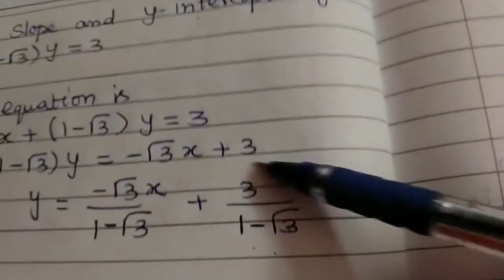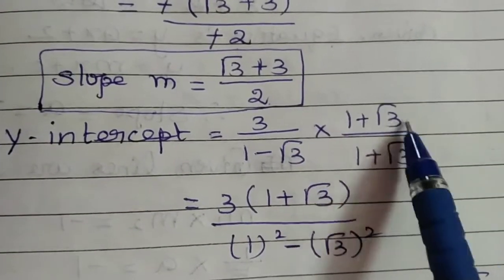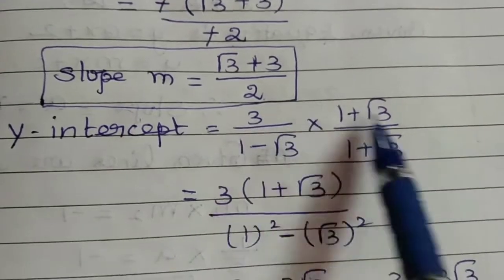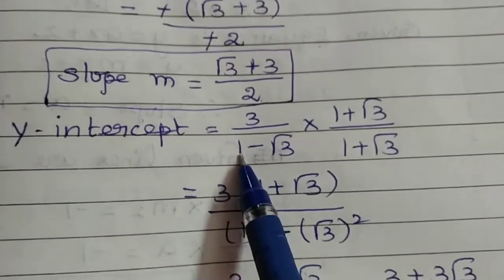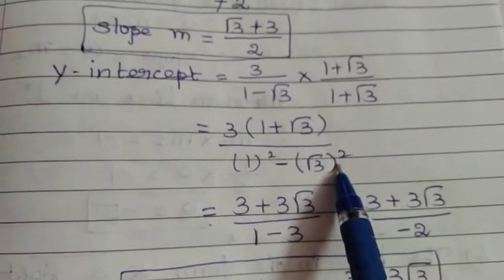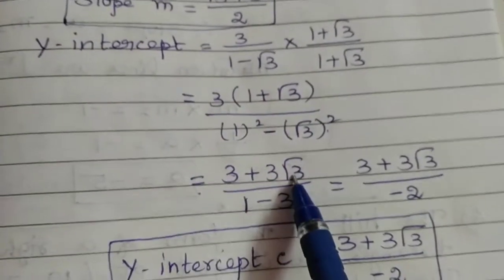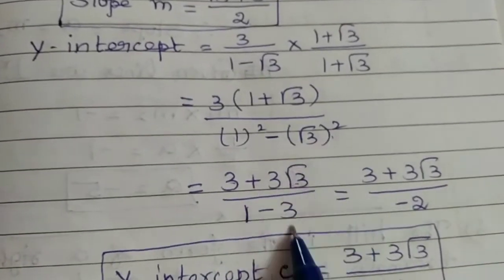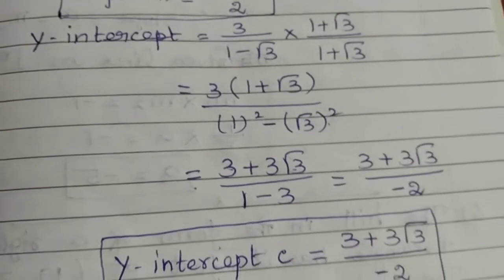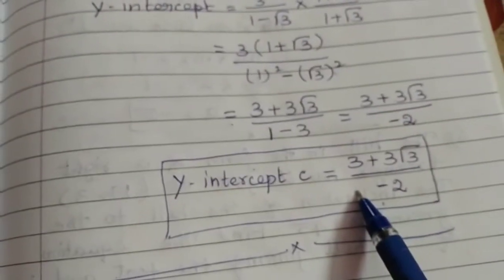Now the y-intercept. What is the y-intercept? 3 by 1 minus root 3. Here also the denominator is an irrational number, so multiply by the conjugate 1 plus root 3 divided by 1 plus root 3, 3 into 1 plus root 3. Here also the same formula, a minus b, a plus b form, that is a square minus b square, that is 1 square minus root 3 square, multiplied by 3: 3 into root 3, 3 root 3, and here 1 minus 3, what's the value? Minus 2. We get the y-intercept. Now we have the slope and y-intercept, we get the answer.